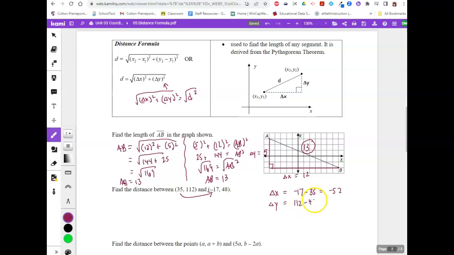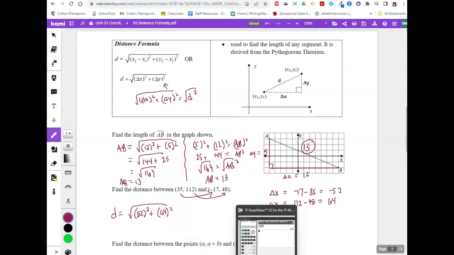It doesn't matter which way you go. 112 minus 48 is going to be 64. It doesn't matter if the change is positive or negative, because we're going to square it anyway. It's always going to be positive. So it doesn't matter really which way you go, like you do with slope. All right, so if we check our formula here, the change in x is going to be negative 52 squared, or 52 squared, plus the change in y, which would be 64 squared.